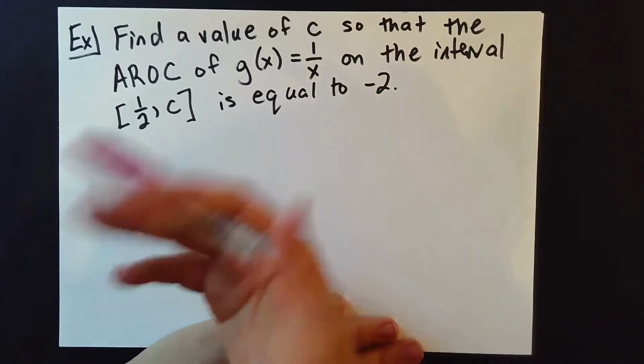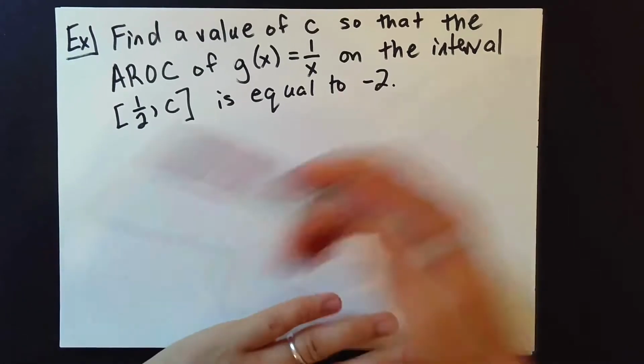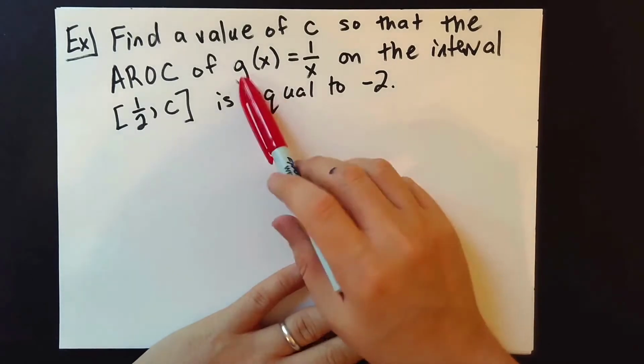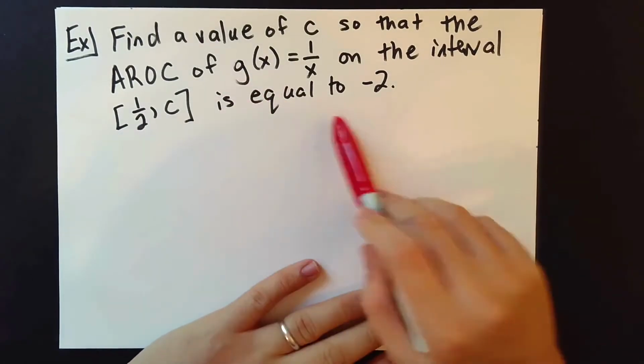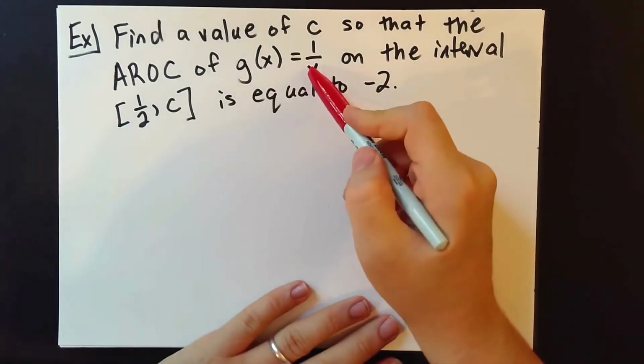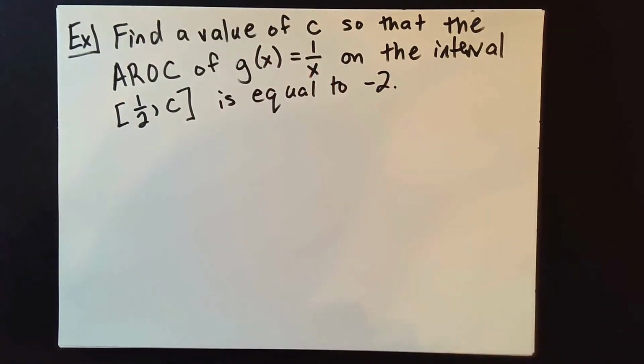Okay, so here's a little variation on the same question. We now want a value of c so that the average rate of change of this function on the interval 1/2 to c is equal to minus 2. The only difference here is that now our function is 1 over x instead of before where it was x squared.